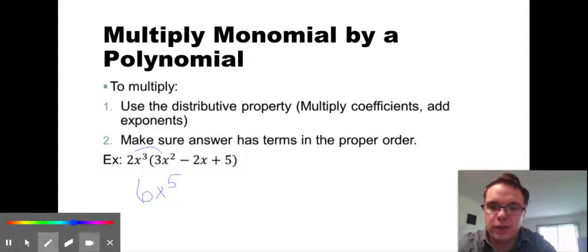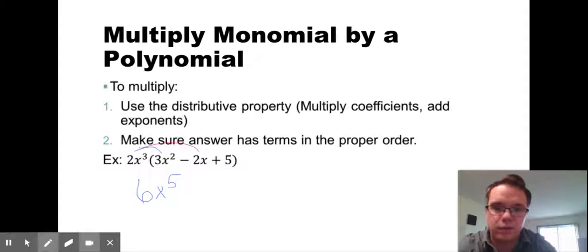Next we're going to take our 2x cubed and multiply by our negative 2x. So 2 times negative 2 is negative 4. And x cubed times x, remember there's a hidden 1 on that x. So we have x cubed times x to the first, so we get x to the 3 plus 1, which is 4.